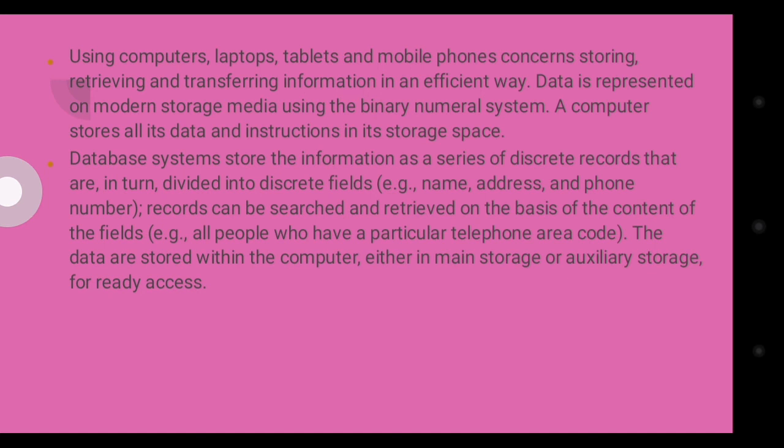Database systems store the information as a series of discrete records that are, in turn, divided into discrete fields, for example, name, address, and mobile number. Records can be searched and retrieved on the basis of the content of the fields, for example, all people who have a particular telephone area code. The data are stored with the computer, either in main storage or auxiliary storage for ready access.